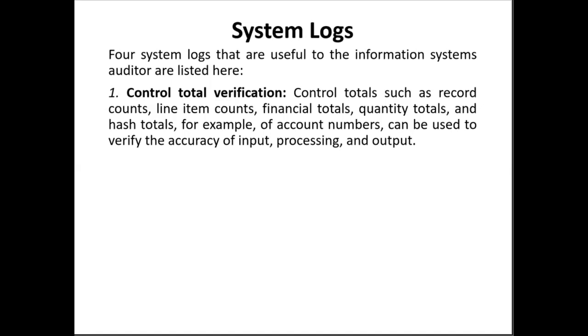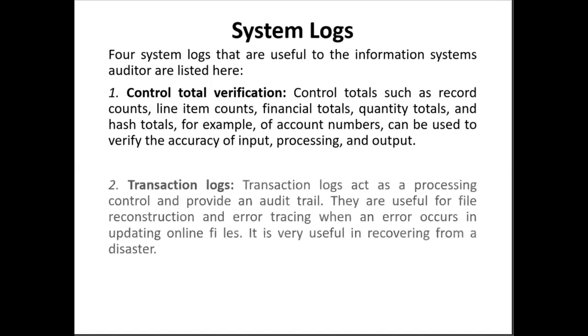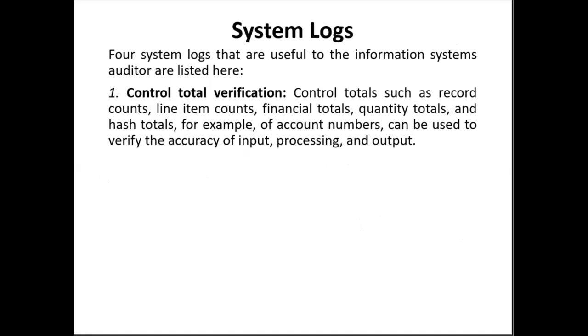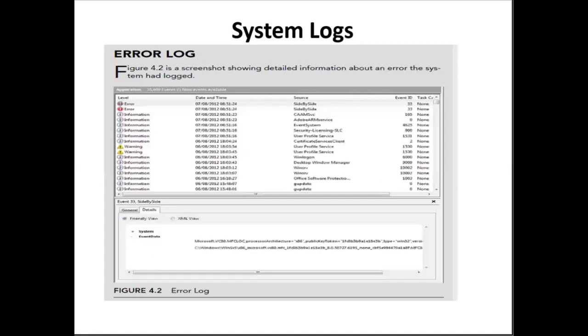Then we also have transaction logs. Transaction logs act as a processing control and provide an audit trail. They are useful for file reconstruction and error tracing when an error occurs in updating online files. They are also very useful in recovering from a disaster because we know the computer keeps a record of all transactions. If there's a disaster and we have a transaction log, we'll be able to reconstruct and determine what transactions happened before the loss. A typical example of a system log, either a transaction log or a control total verification, is seen below. This is an example of a system log indicating the timelines from which a particular activity happened, the ID of the event, and who did what at any particular point in time.